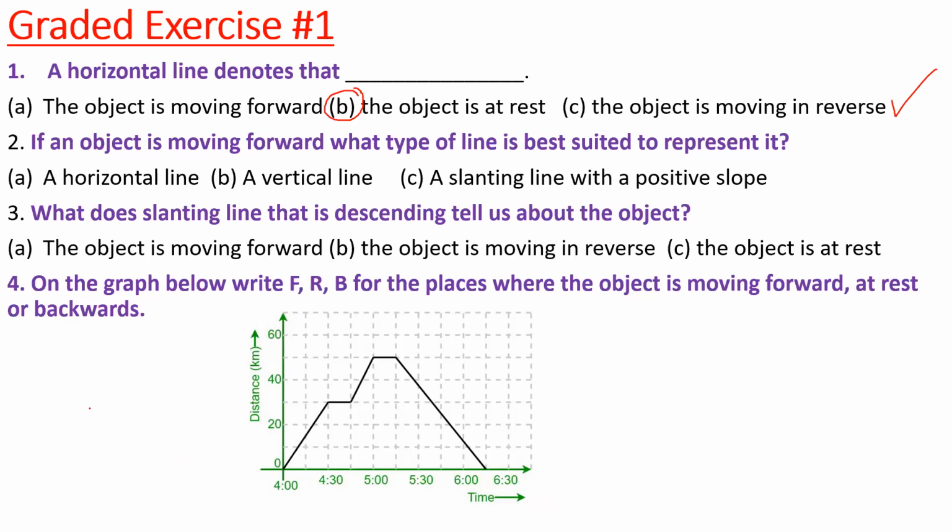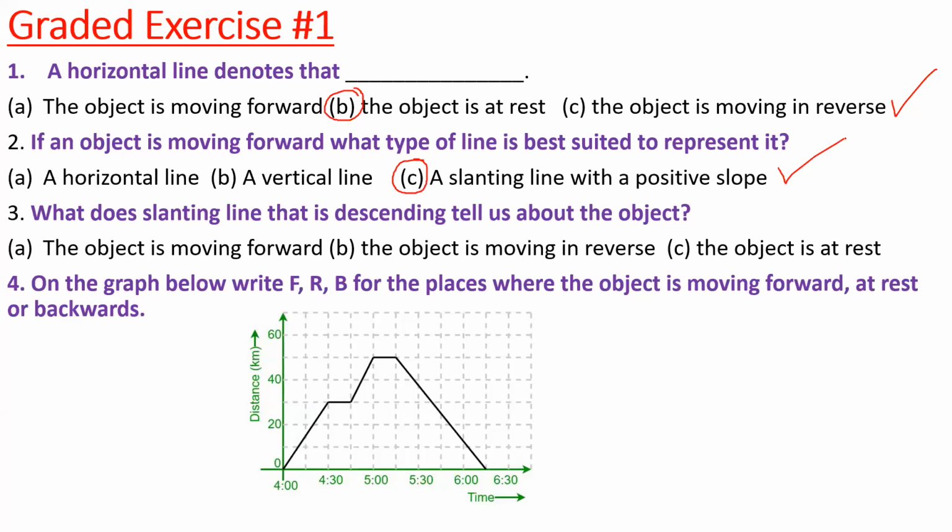Number two: if an object is moving forward, what type of line is best suited to represent it? I have C. C is a slanted line with a positive slope, which means moving forward. Very good, that's correct. Anyone else got C? Yes, sir.